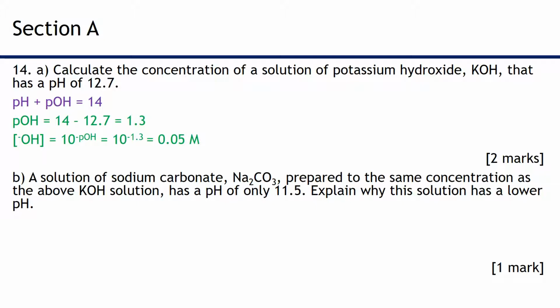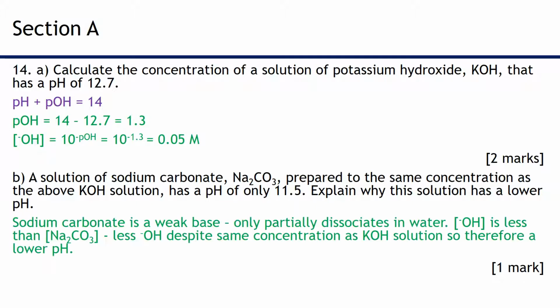So as mentioned in part A, we can identify potassium hydroxide as a strong base, and you might know or be able to work out from this question that sodium carbonate is a weak base. So it only partially dissociates in water, so it's going to result in a lower concentration of hydroxide being formed. So there's less hydroxide despite the same concentration, so therefore you will have a lower pH as you don't have as much hydroxide present.